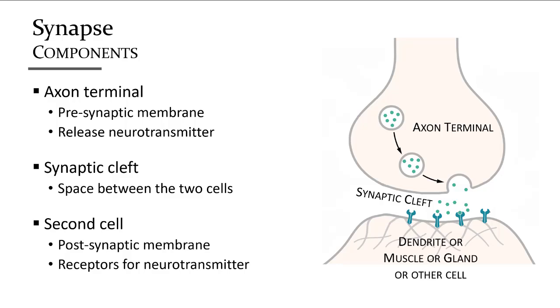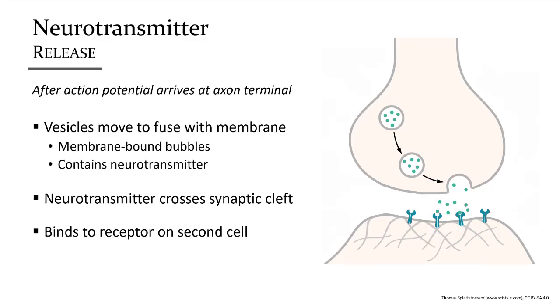Inside these enlarged ends are bubbles filled with neurotransmitters called vesicles. There are many different kinds of neurotransmitters, and each neuron releases one type. The neurotransmitter crosses the space called the synaptic cleft to reach the other side and to bind to a receptor on the membrane of another cell, usually the dendrite of a neuron, or it can be a muscle cell.